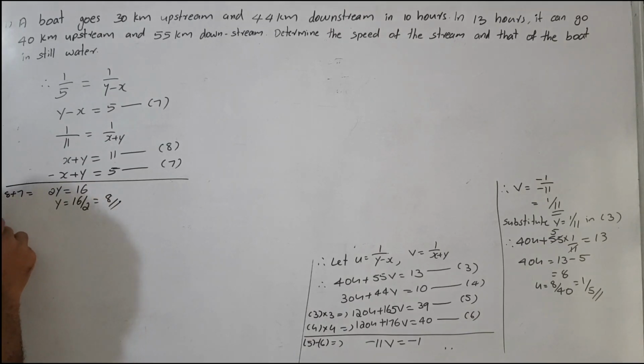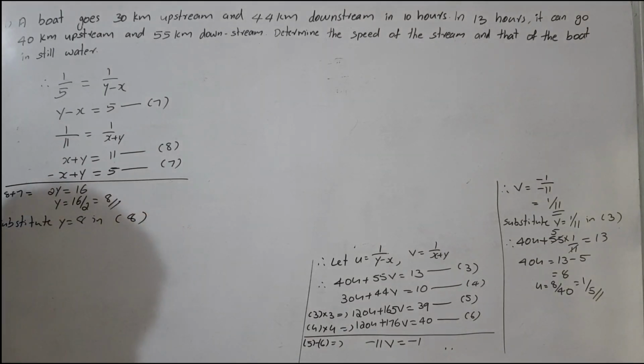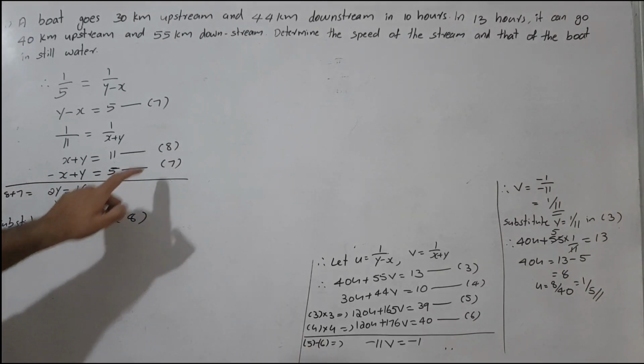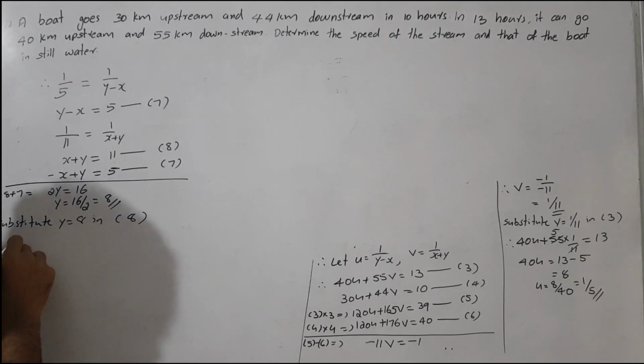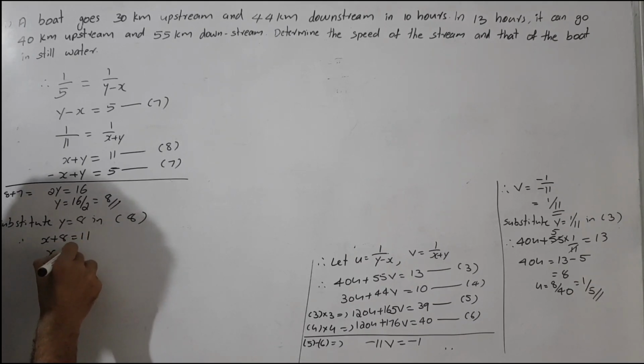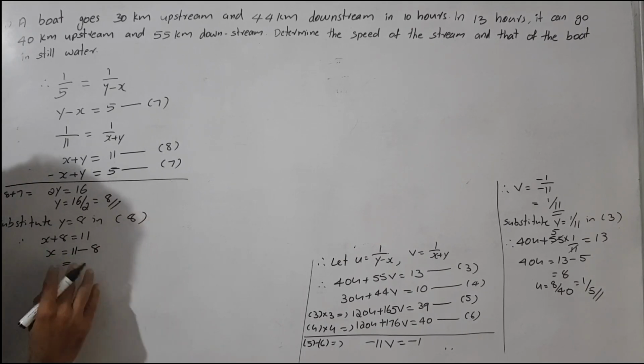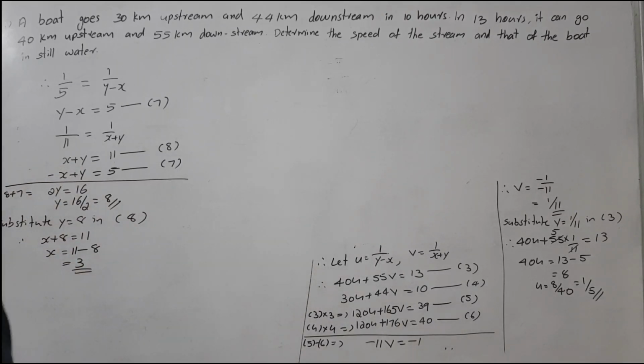Then we substitute y is equal to 8 in equation 8 or 7. I am substituting in equation 8. Therefore, x plus 8 is equal to 11. x is equal to 11 minus 8, which is 3. Then what is x and what is y? x is the speed of the stream and y is the speed of the boat. The speed of the stream is less than the speed of the boat, so our answer is correct.